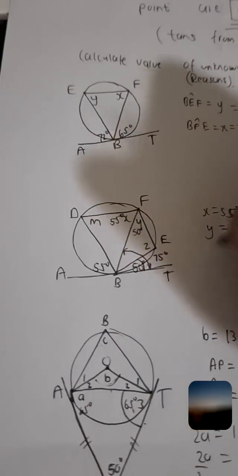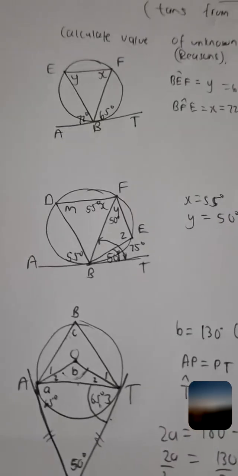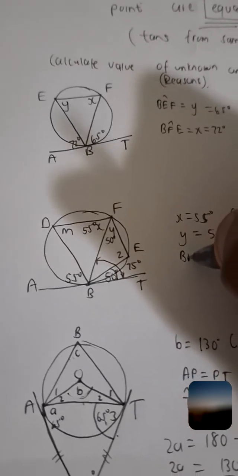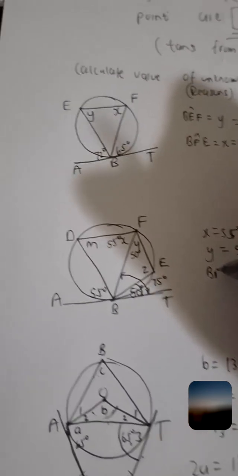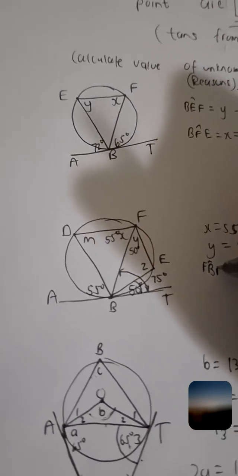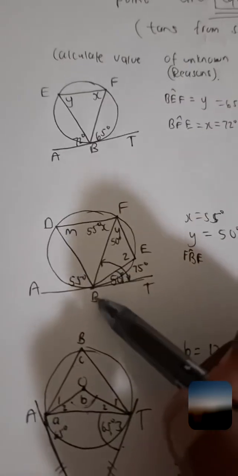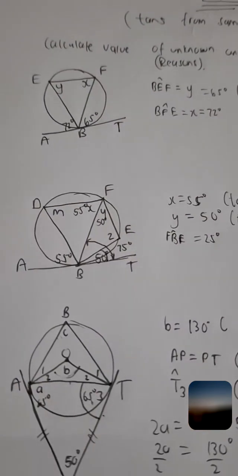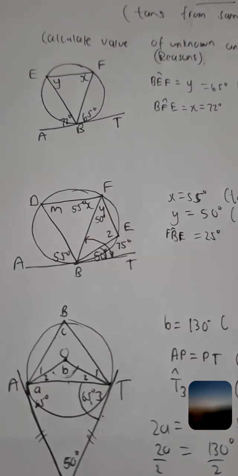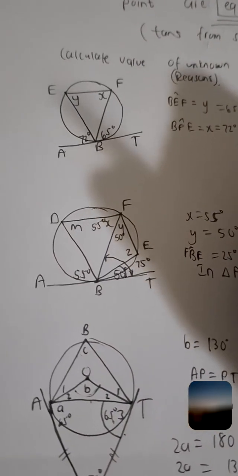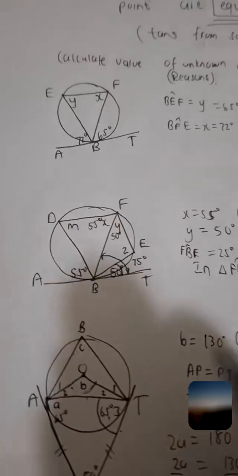So you want that in, that's part and parcel. You are putting that in, right? Find the value of M. So angle FBE is equal to 25 degrees. And then in triangle FBE, you want to find E2?